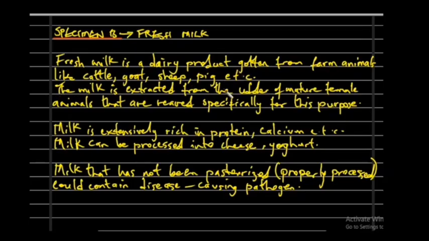And the milk is extracted from the udder of mature female animals that are reared specifically for this purpose. We have some animals that are purposefully reared to produce milk. They are dairy farm animals, so their sole responsibility is to produce milk. This milk is extensively rich in protein, in calcium, etc., and it can be processed into cheese, yogurt, and so many other things. Milk that has not been pasteurized, properly processed, could contain disease-causing pathogens.